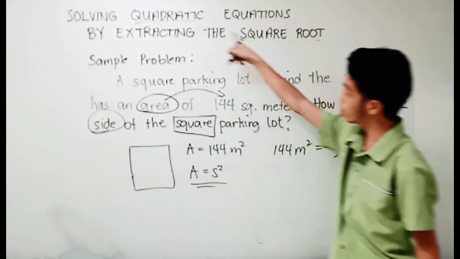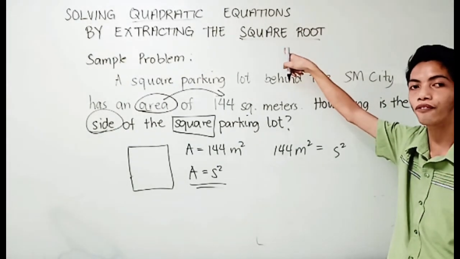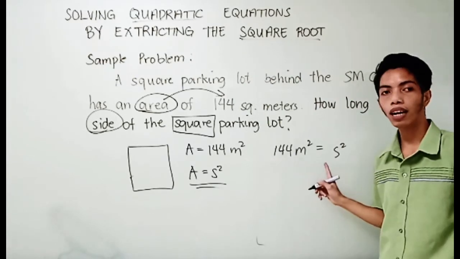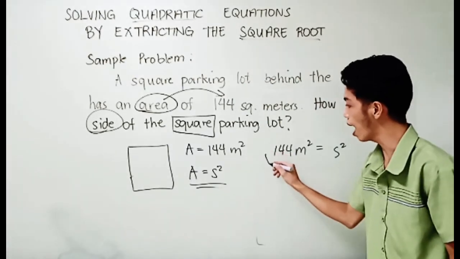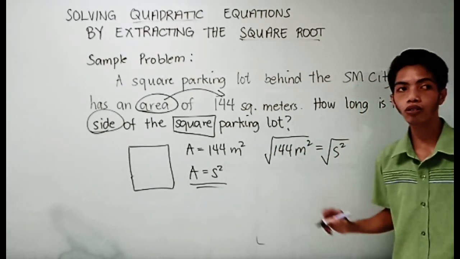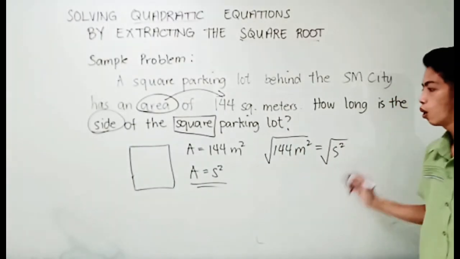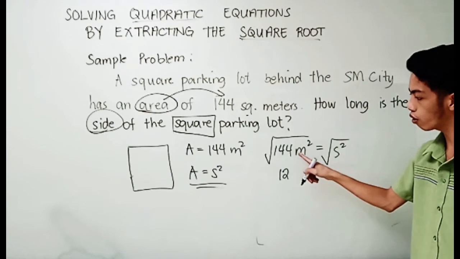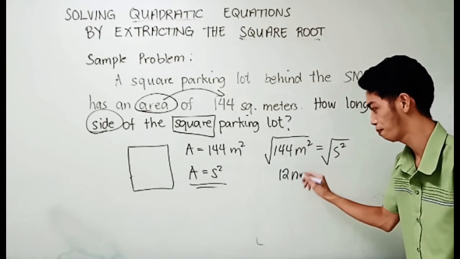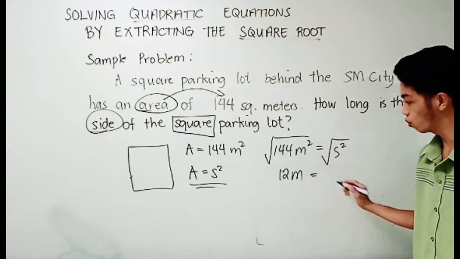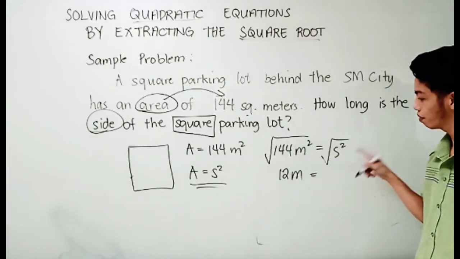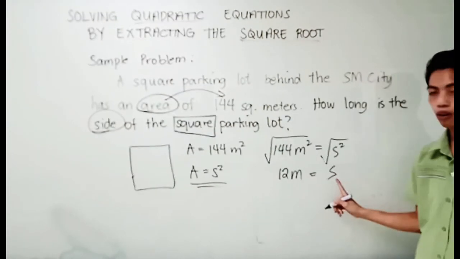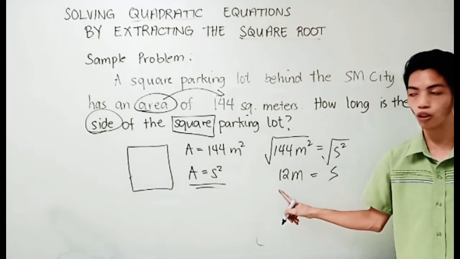Gamit ang extracting the square root o yung process ng pagkuha ng value ng isang variable, extracting the square root, yung step na ginawa natin na first step is to extract the square root of both sides of the equation. We know that the square root of 144 is 12, and the square root of m raised to 2 is m. Okay? That is equal to the square root of s squared. Natatanggal lang yung square. Pagka in-square siya, that will be our s. And now, the value of our s is 12 meters.